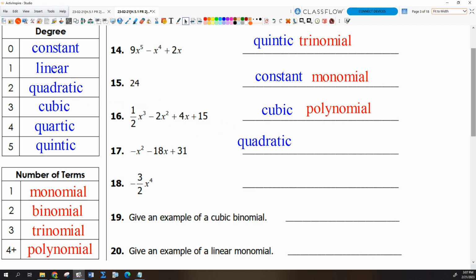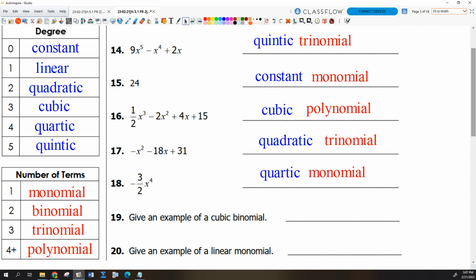Quadratic trinomial. Okay, good. Let's see, Gabriel, how about number 18? What's that going to be? What's the degree? Biggest power of x is what? 4. Okay, so what's that make it? Quartic. Okay, good, quartic. And what do you think? Monomial. That's it. Good. Quartic monomial.